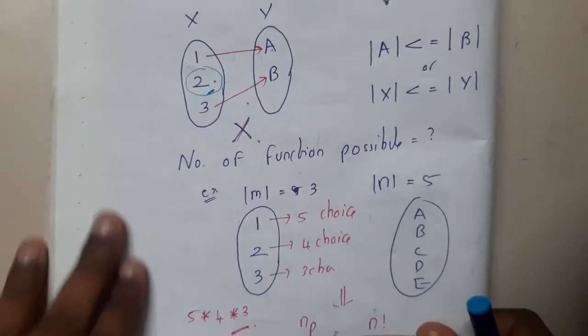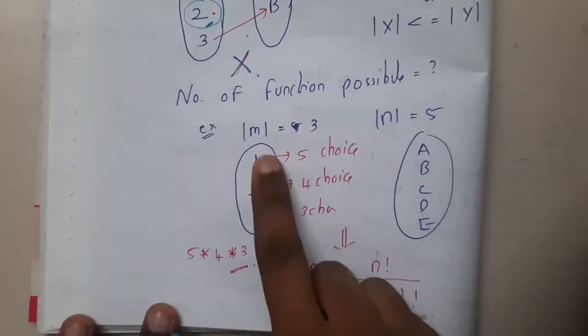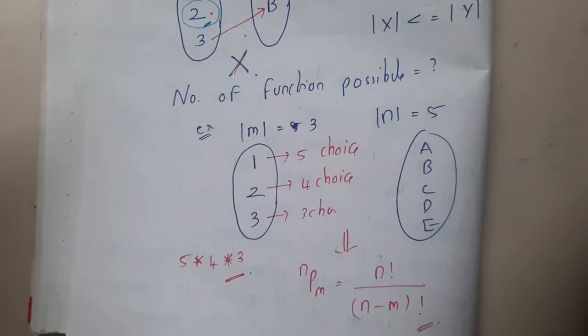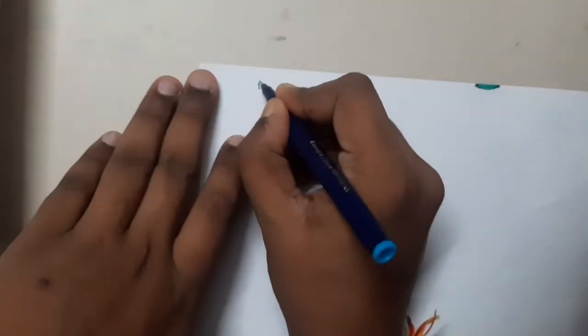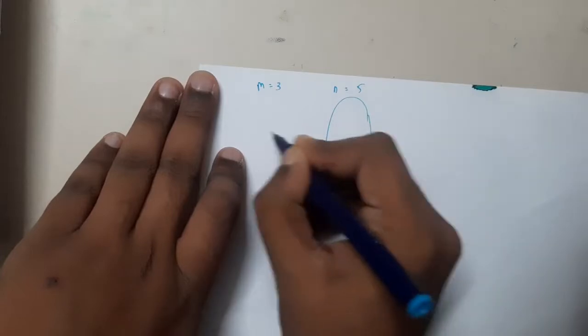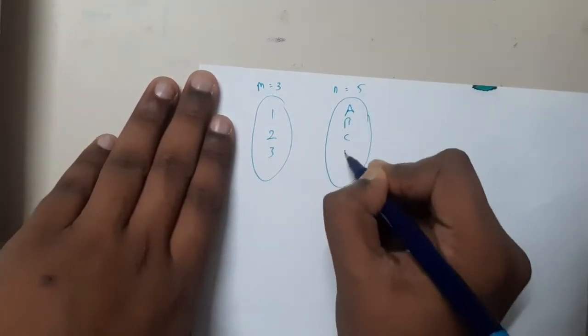So the way you can solve it is, they will ask the number of functions possible if the value of m is 3 and n is 5. So recall one thing, guys. They are saying here there are 5 elements and here there are 3 elements: 1, 2, 3 and A, B, C, D and E.